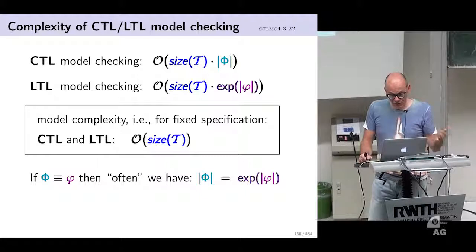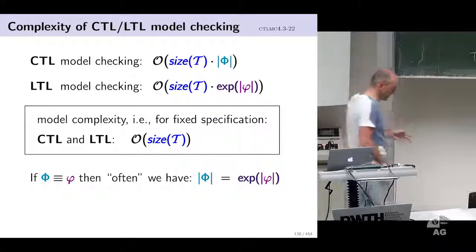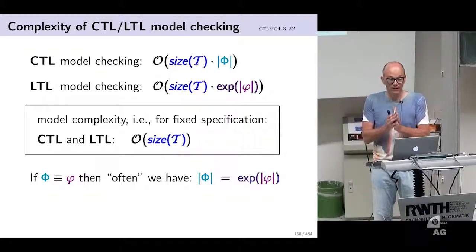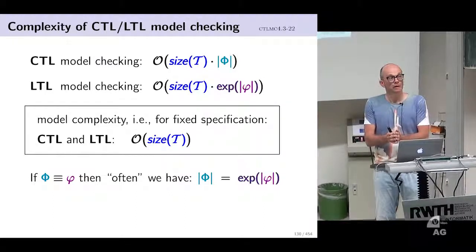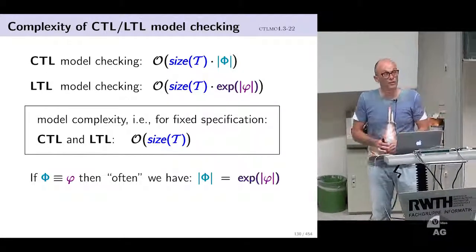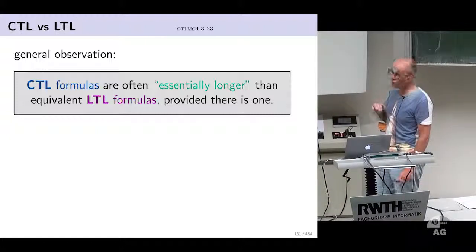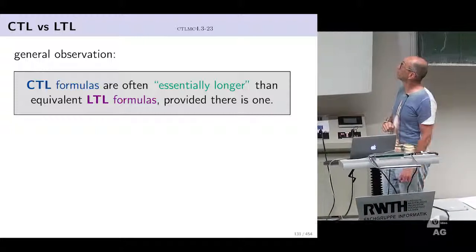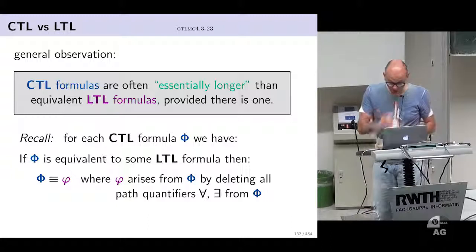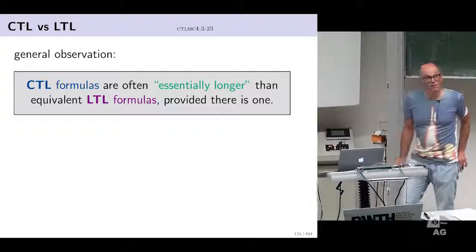The example that we have seen already was the Hamilton path problem. The Hamilton path problem was encoded in LTL as a formula of linear size, whereas for CTL we had to basically enumerate all the permutations. You either start in this vertex and look for a Hamiltonian path, or you start in that vertex and look for a Hamiltonian path, and so forth. So the general observation is that CTL formulas are often essentially longer, sometimes exponentially longer than equivalent LTL formulas, provided, of course, there is an equivalent one. There is more information on the slides, but that's basically about the Hamiltonian path problem, which is not so relevant to go into the details.